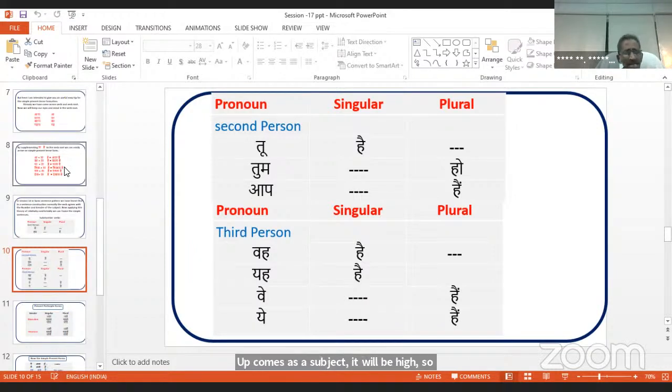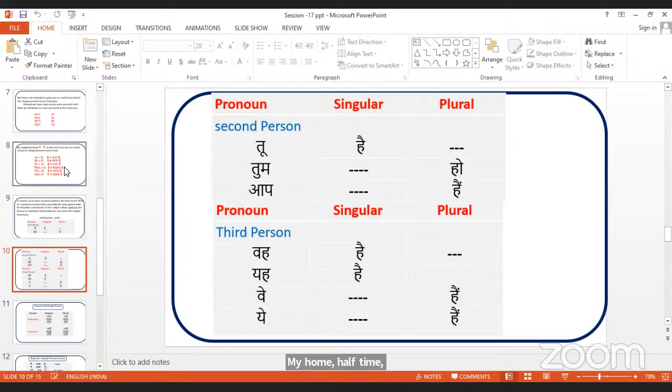So automatically we can see the things. We have to take it like that. Main hoon, hum hain, tu hai, tum ho, aap hain. So once we are acquainted with the things, automatically it will come. Main hoon, hum hain, tu hai, tum ho.